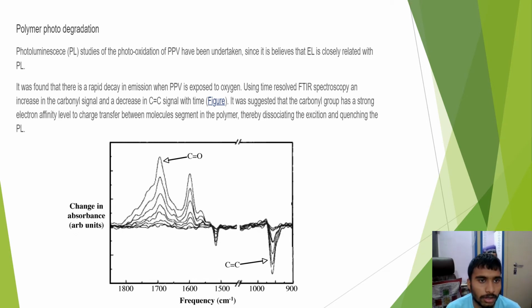Polymer photodegradation. Photoluminescence (PL) studies of the photooxidation of PPV have been undertaken, since it is believed that EL is closely related with PL. It was found that there is a rapid decay in emission when PPV is exposed to oxygen. Using time-resolved FTIR spectroscopy, with the carbonyl signal increasing and the C=C signal decreasing with time, it was suggested that the carbonyl group has a strong electron affinity, leading to charge transfer between molecule segments in the polymer, thereby dissociating the exciton and quenching the PL.